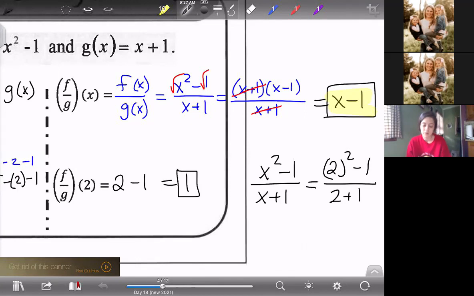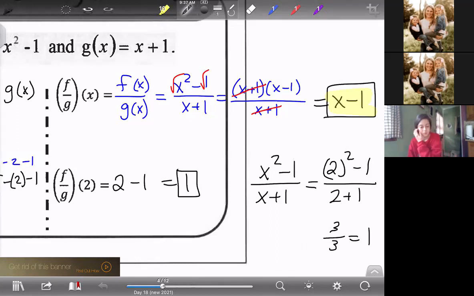So if you would simplify that individually, the numerator, 2 squared is 4, minus 1 is 3. And then the denominator, 2 plus 1 is 3. 3 divided by 3 is still 1. So there's kind of two ways you could do that depending on what you had done previously.